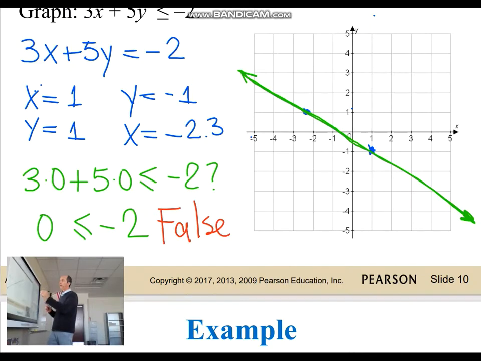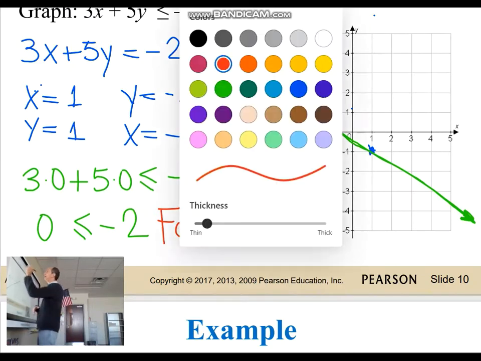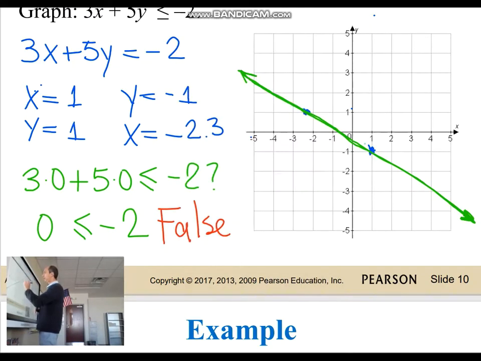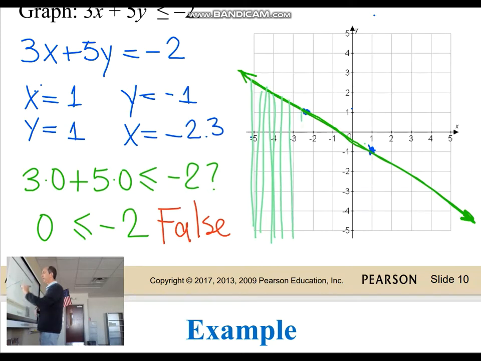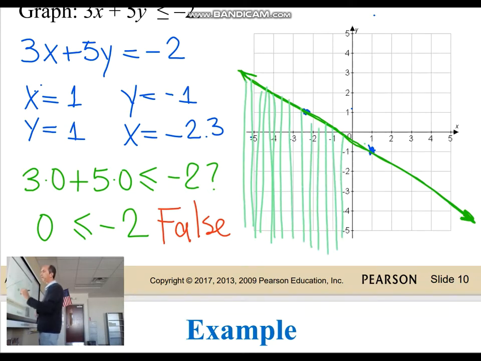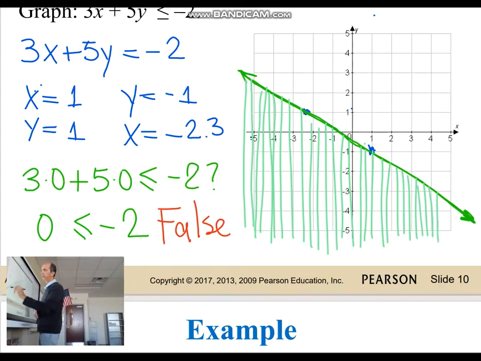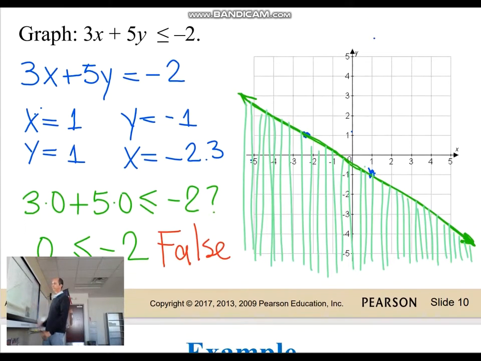That means we will shade the opposite area, which is this one. The opposite area is this one here, opposite to the testing point. We used x equals 0, y equals 0 as testing point. It turns out to produce a false statement. That means it's the opposite area. The solution is the opposite area. This is going to be the solution.